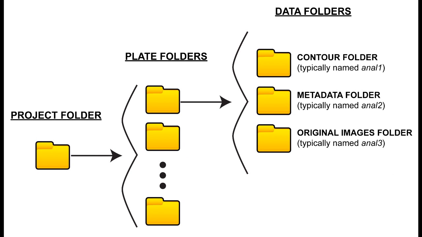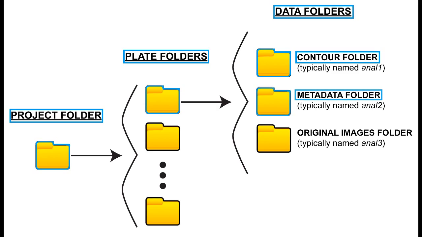Advanced Cell Classifier requires an input dataset that is organized into a hierarchy of 3 levels of folders called Project Folder, Plate Folder, and Data Folder. The first level, Project Folder, is the main folder. It can contain any subfolders called plate folders, where each represents one plate of the dataset. The names of the plate folders are used internally by Advanced Cell Classifier as the names of the plates. Each plate folder must contain 3 subfolders called Contour Folder, Metadata Folder, and Original Image Folder.